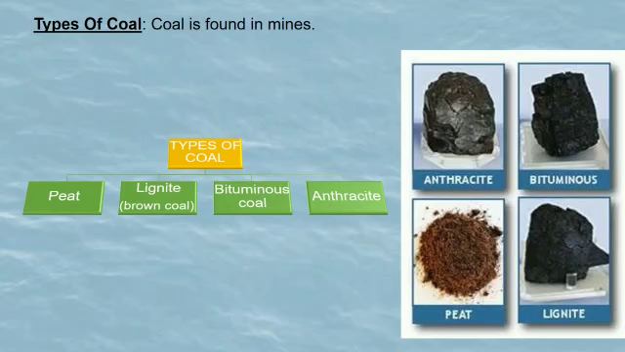Now let's know the types of coal. Coal is found in mines. There are four types of coal: peat, lignite, that is brown coal, bituminous coal, and anthracite coal. Anthracite is the coal of the highest grade.